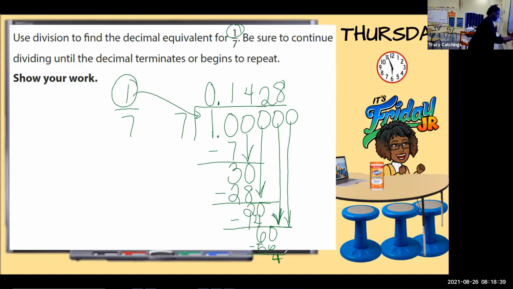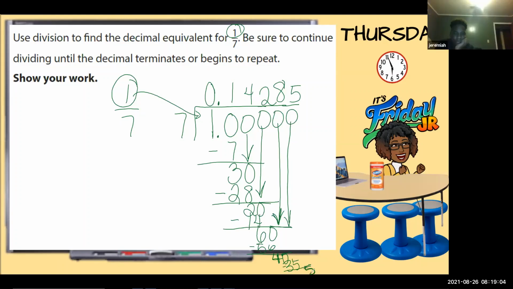Well, what's 40 divided by 7? 3. 4 times 7. We got something higher than 4. Try it again. 5. Good job. And 5 times 7 will give us? 35. Subtract, we get a 5. Can we stop? No.